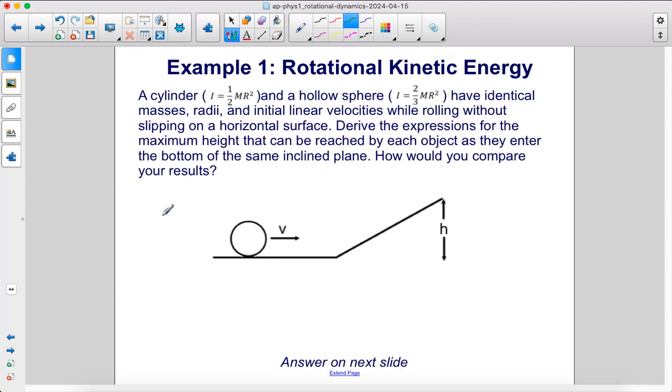A cylinder with a moment of inertia of 1/2 mr squared and a hollow sphere with a moment of inertia of 2/3 mr squared have identical masses, radii, and initial linear velocities while rolling without slipping on a horizontal surface. Derive the expressions for the maximum height that can be reached by each object as they enter the bottom of the same inclined plane. How would you compare your results?